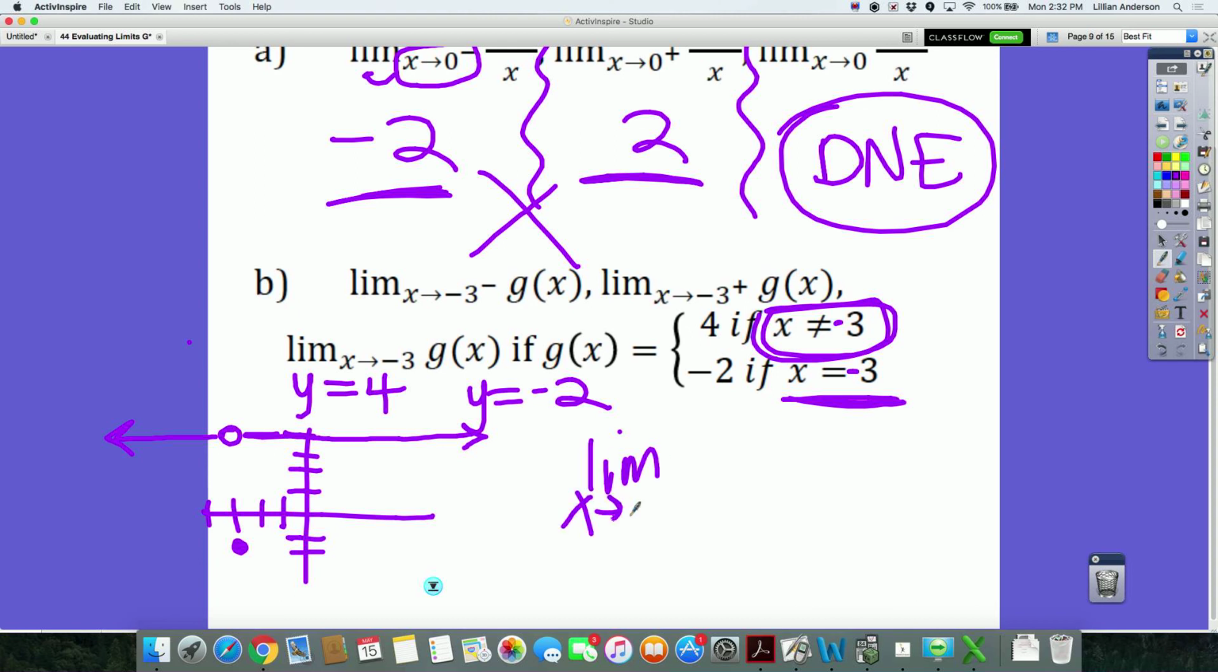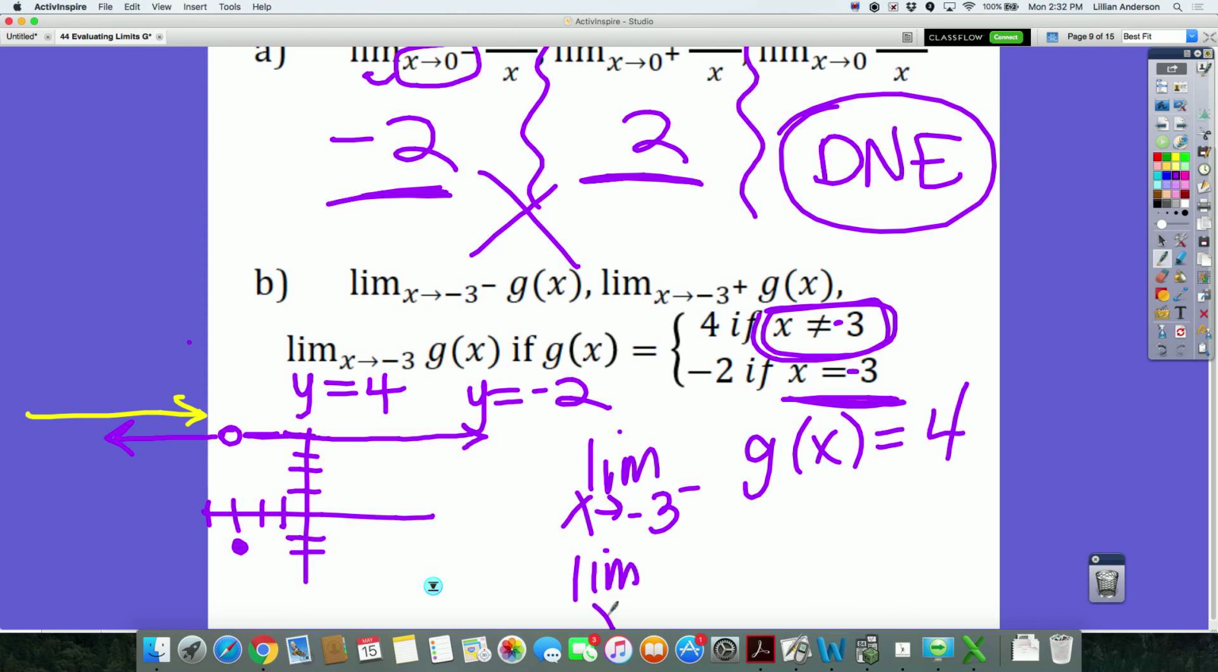So what's the limit as x approaches -3 from the left-hand side? What's happening the closer we get to -3 from the left? Y is the same, right? It's approaching 4. So the limit as x approaches -3 from the left-hand side is going to be 4. What's happening as x approaches -3 from the right-hand side? It's approaching 4. From the right, it's approaching 4. So this is the part that's defined on the graph getting closer to 4.